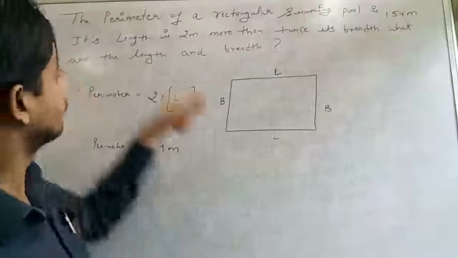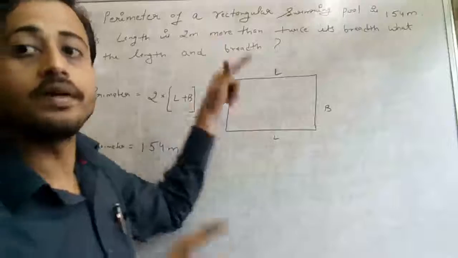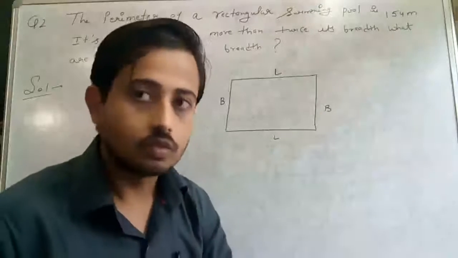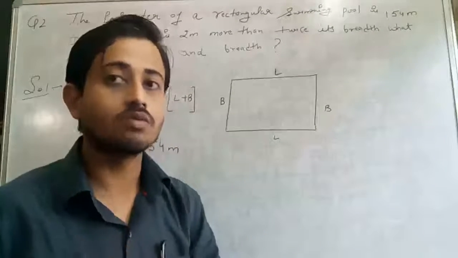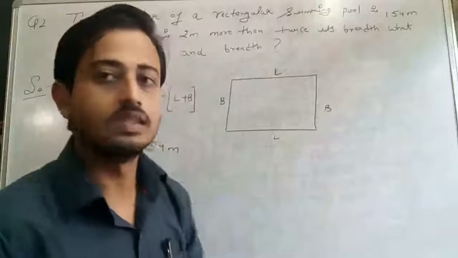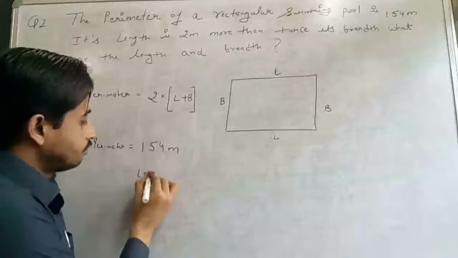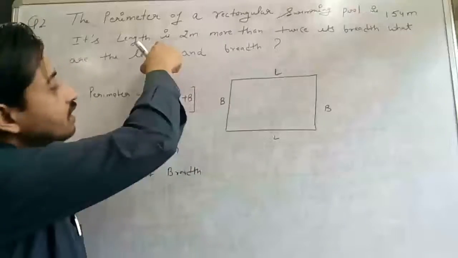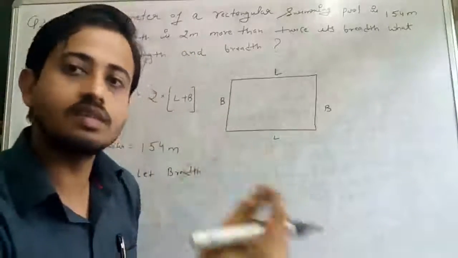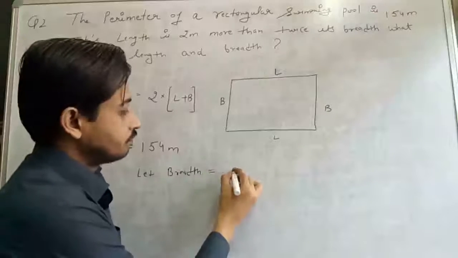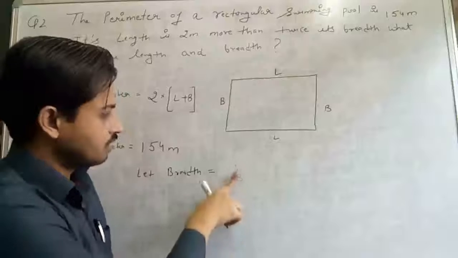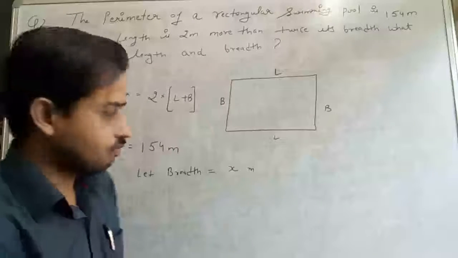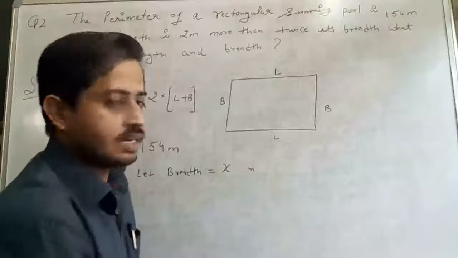Now read the next part. Its length is 2 meter more than twice its breadth. It means length depends on the breadth. So you don't know the breadth. If we don't know something, we have to assume it. So let breadth, because length depends on breadth according to the statement. So we have to consider breadth first. Let breadth be B, or you can assume X or Y, maybe anything. Suppose X meter. Breadth is X meter.